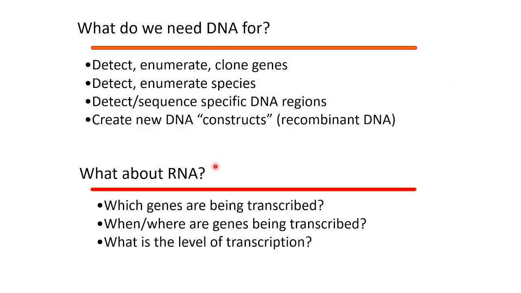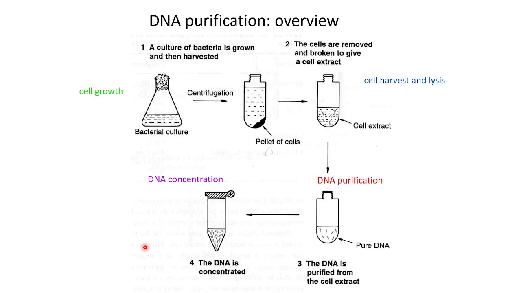Now, what do we need DNA for? We need it to detect and enumerate clone genes, and then detect and enumerate species, and to identify the different DNA regions for recombination. Okay, so what about RNA? So which genes are being transcribed, when and where are these genes transcribed, and what's the level of transcription? But before that, we need to understand DNA purification.